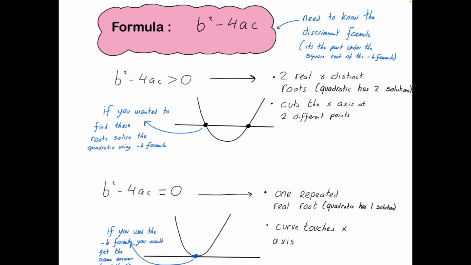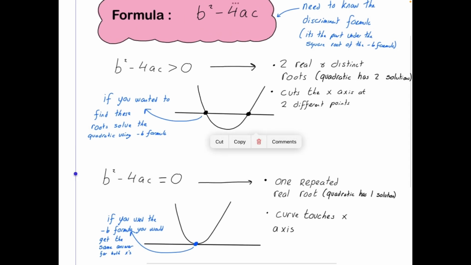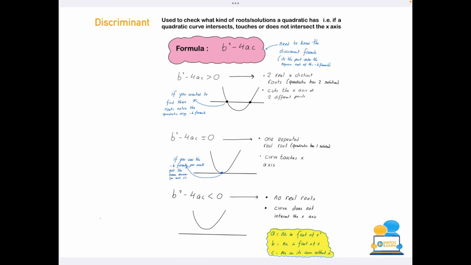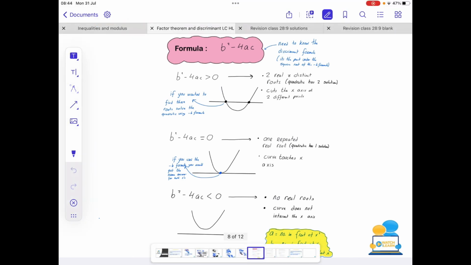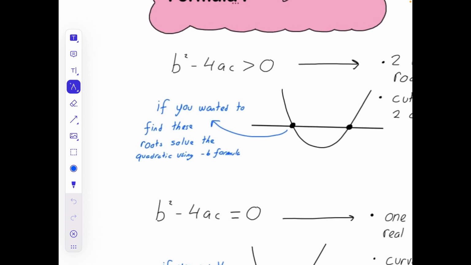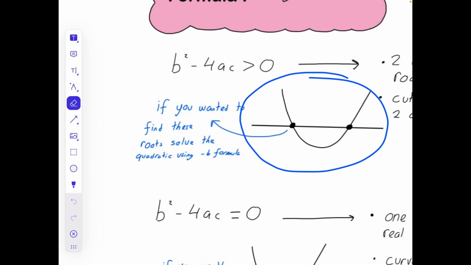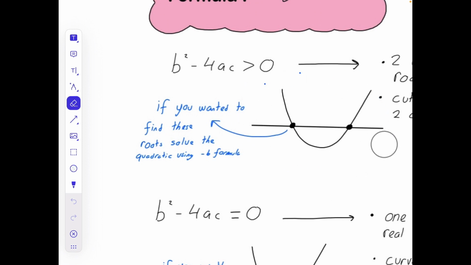So if b squared minus 4ac, so if you're given a quadratic, you're going to know what a, b, and c are. If that is greater than 0, this is what your curve will look like. So if you find your discriminant and you find that it's greater than 0, this is what your curve will look like.